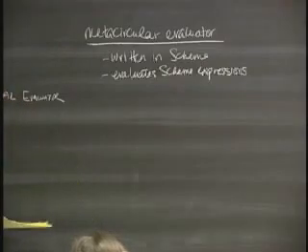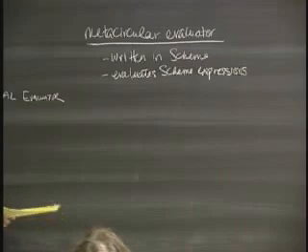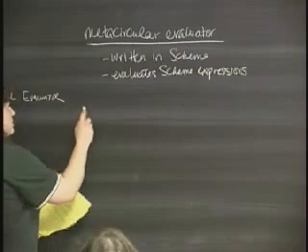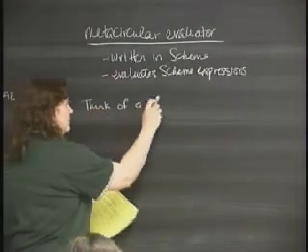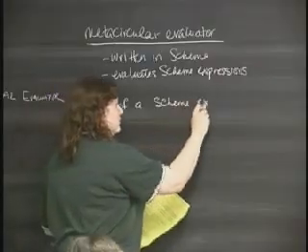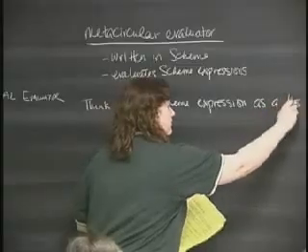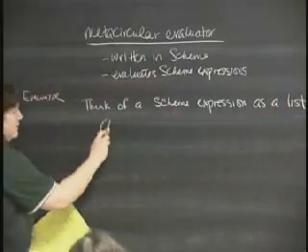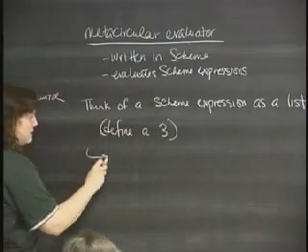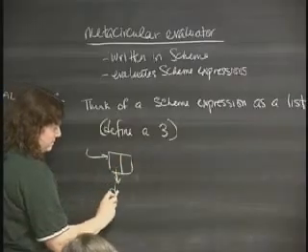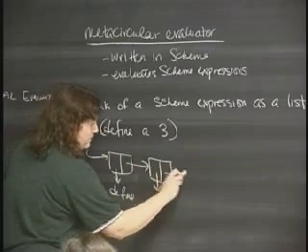So before we really get into metacircular, what I want to talk a little bit about is Scheme. Now, you may say, Scheme, we've all been doing Scheme. And in fact, we have been. But you can think of each Scheme expression as a list. So if we had define A 3, well, that could just be a list.